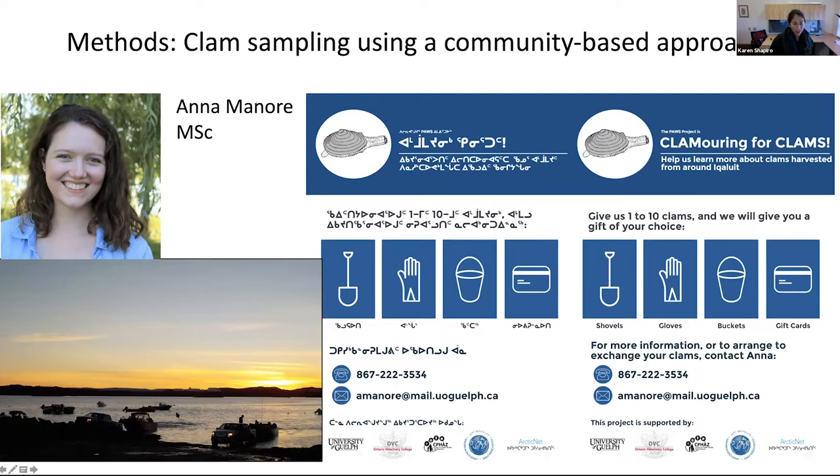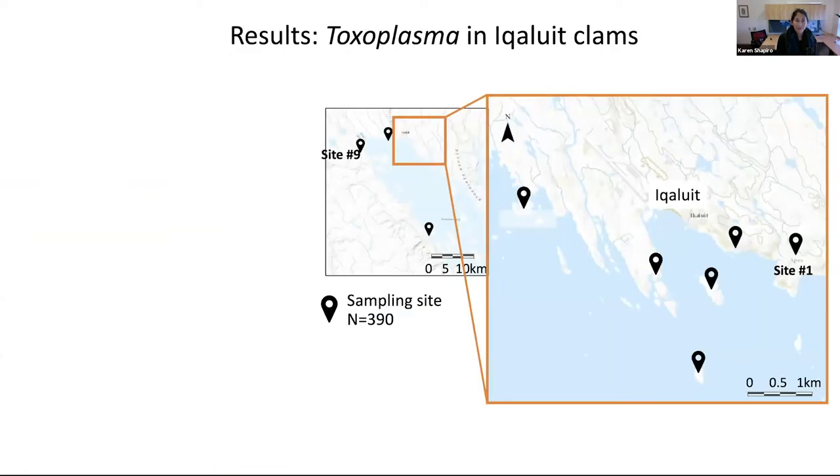Here, the picture on the bottom left, these are all clam harvesters coming back at sunset after they harvested clams. So she would wait right there where the boats came, and they're allowed to exchange up to 10 clams in exchange for a small gift.